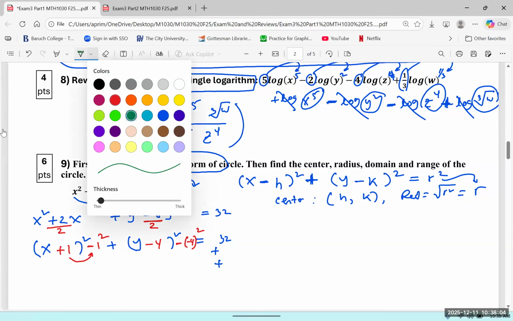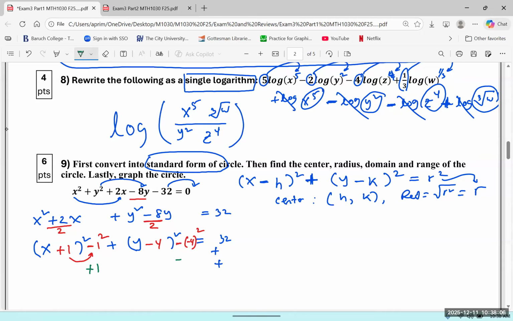Why do it here? Because this thing we are going to add on the other side. We have our r squared here. After adding all of these, we're supposed to get 49.